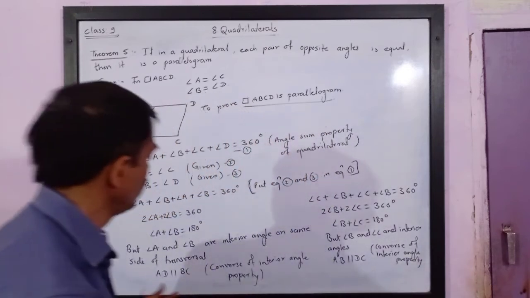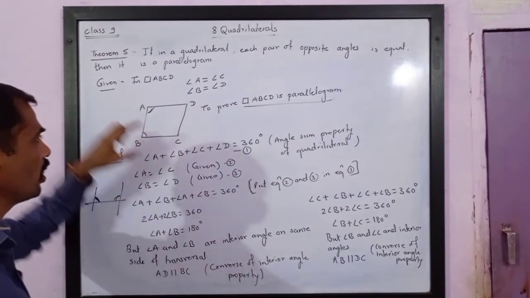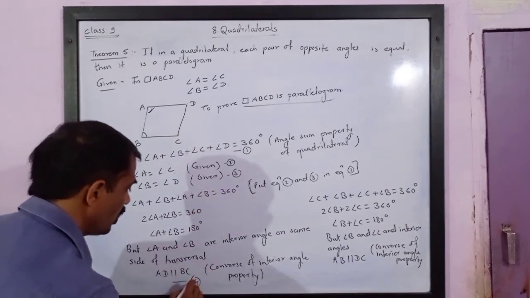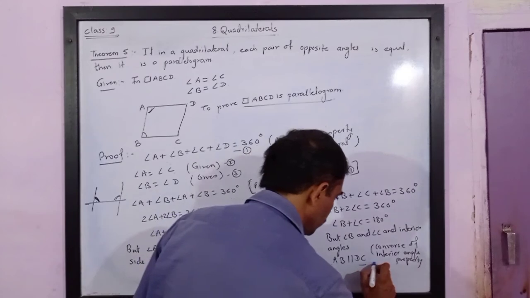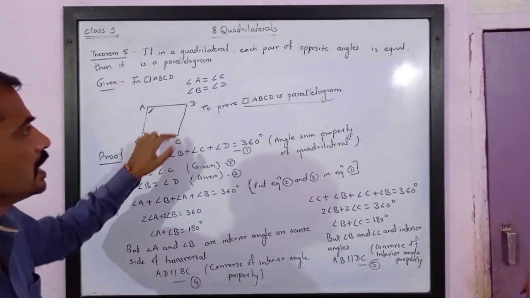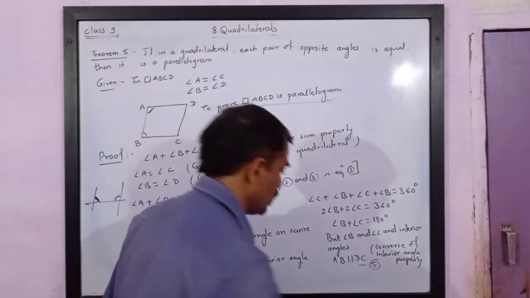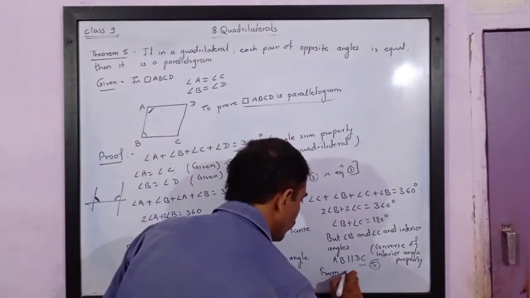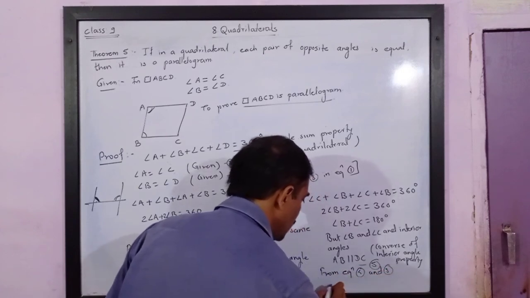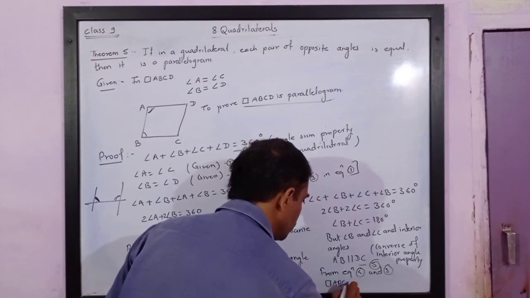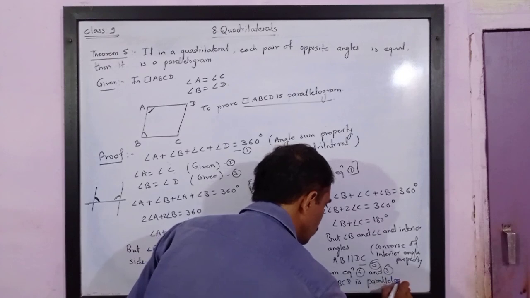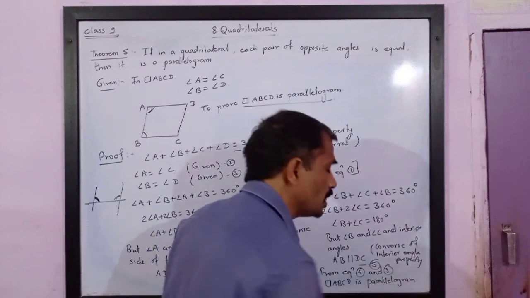Please note, I have got AD parallel to BC and I have got AB parallel to DC. So from equations 4 and 5, as opposite sides are parallel, I can say that quadrilateral ABCD is a parallelogram. That is by definition.